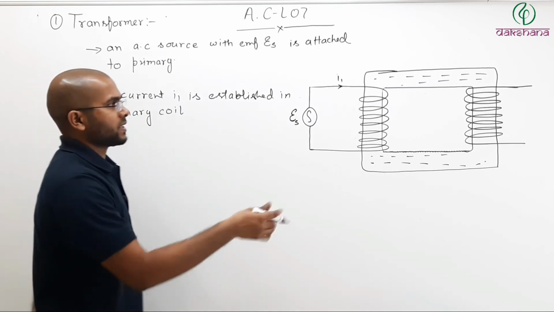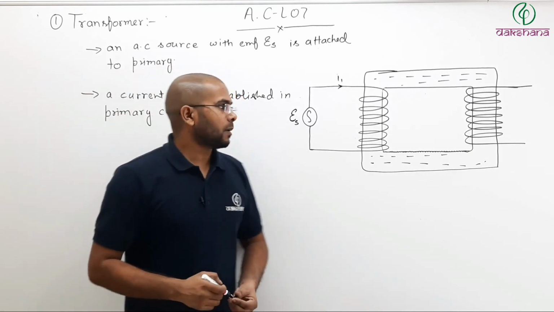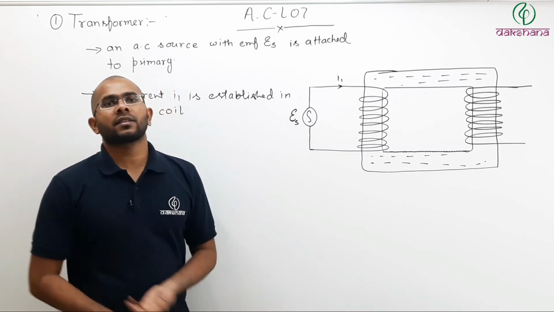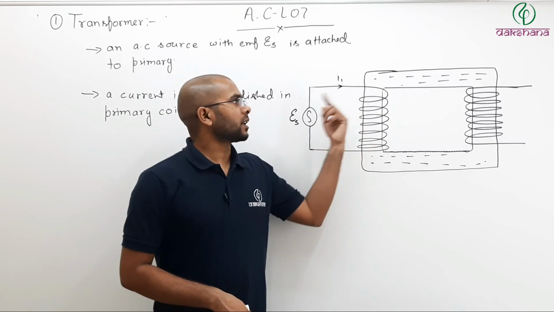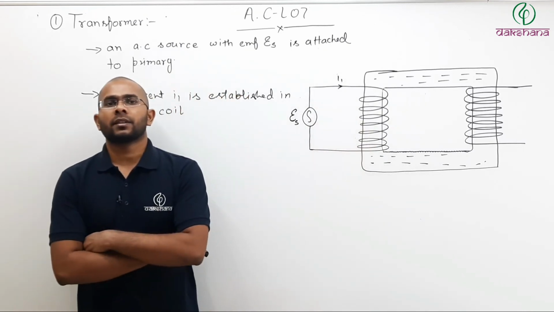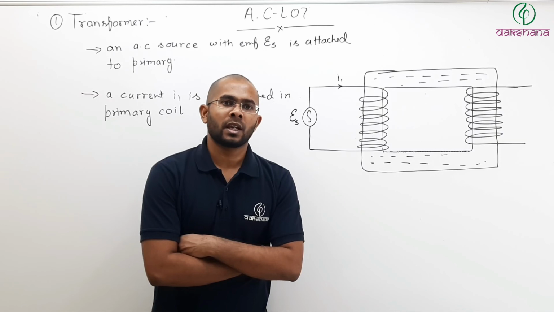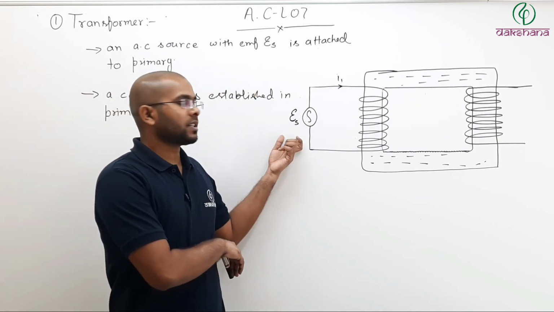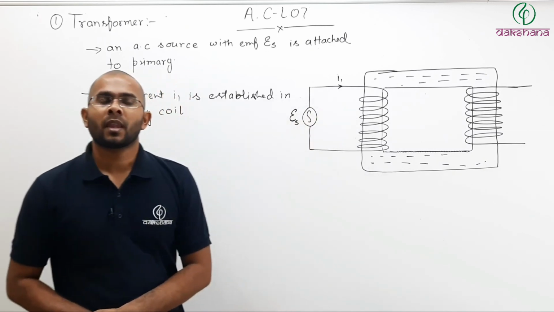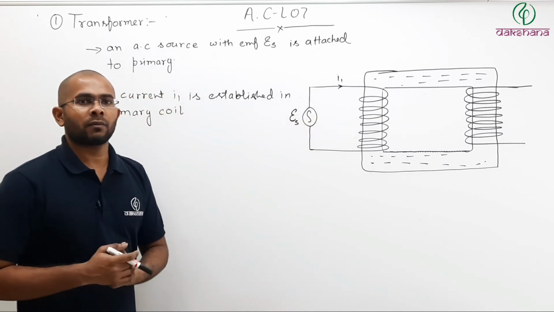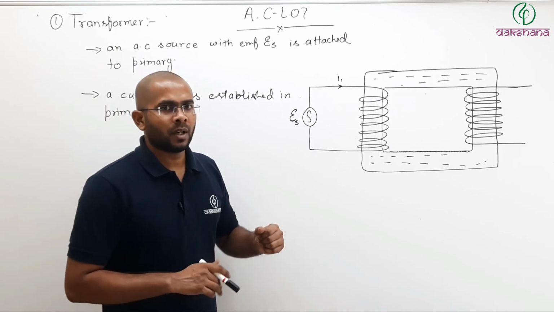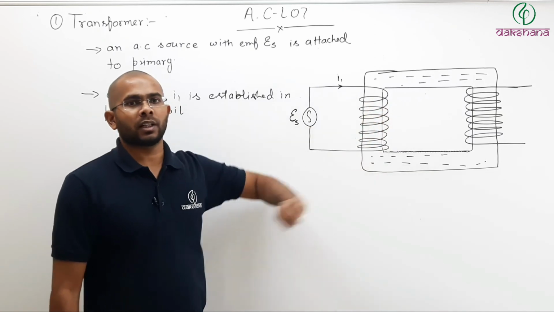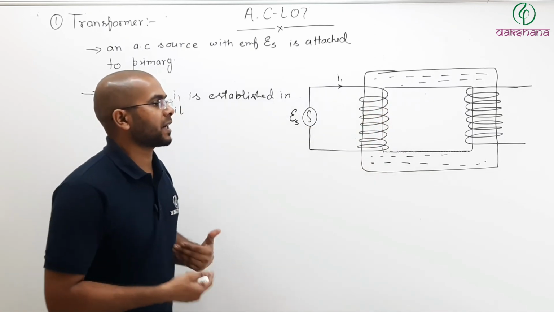Now, what happens because of the current? Remember, since this ES is an AC source, the current flowing through the coil will also be an AC source. And since in case of an AC source the EMF is changing, the current will also change. And if the current changes, what will happen? First, because of the current, a magnetic field will be induced in the coil. The coil will produce a magnetic field.